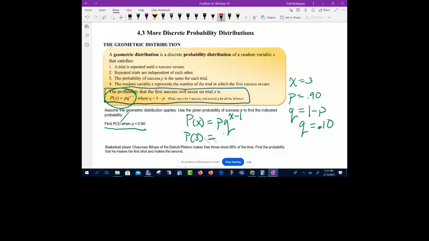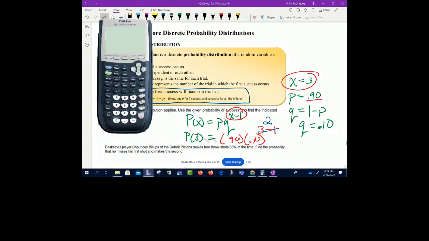So what's our value for P? 0.90. What's my value for Q? 0.10 to the power X minus 1. Our X number was 3, so this is going to be 3 minus 1. But we know that 3 minus 1 is the same thing as 2. I'm just going to do this on my calculator.